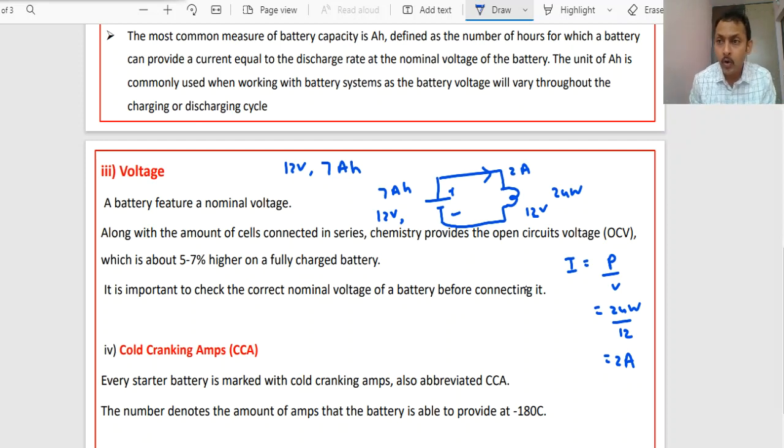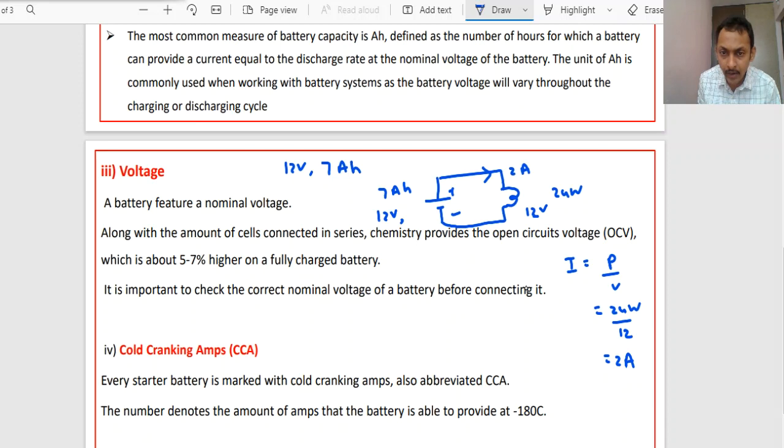Now, if the load keeps on drawing a current of 2 amperes, for how much time period can this battery serve the load? That is important. It cannot serve the load throughout the day. It depends upon its capacity.